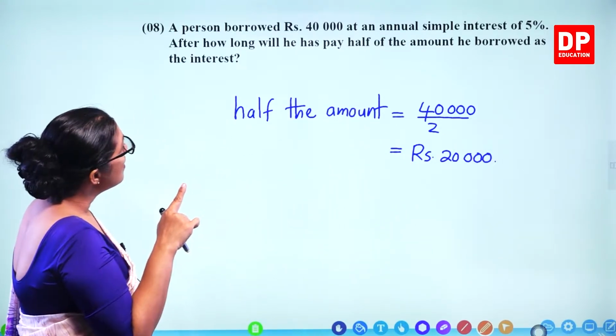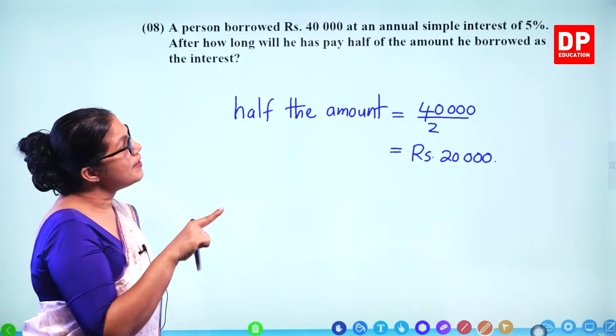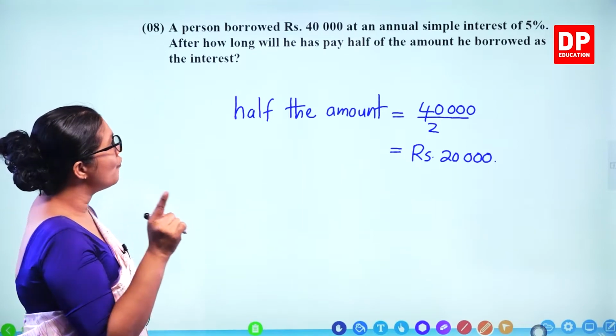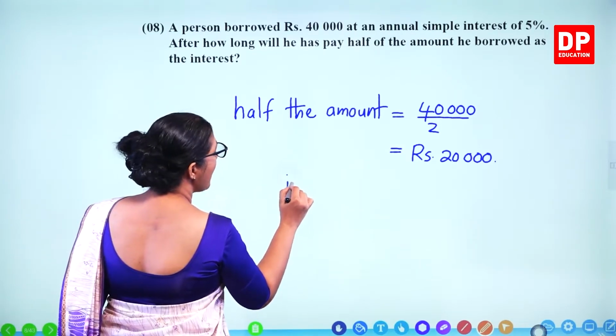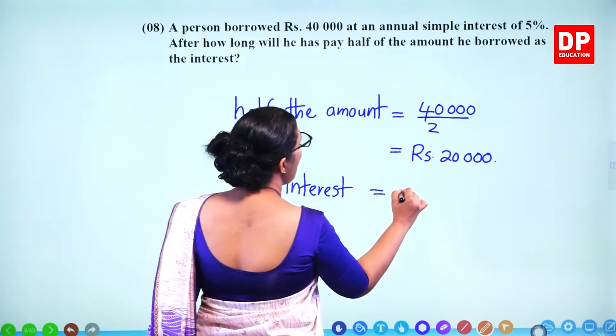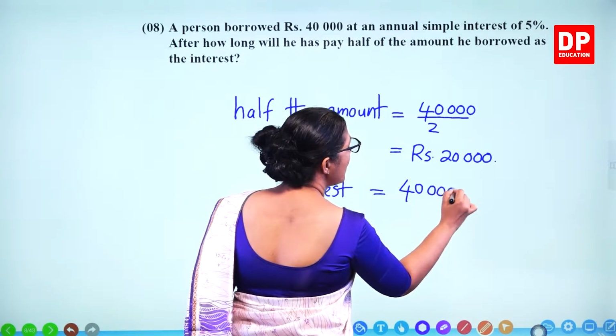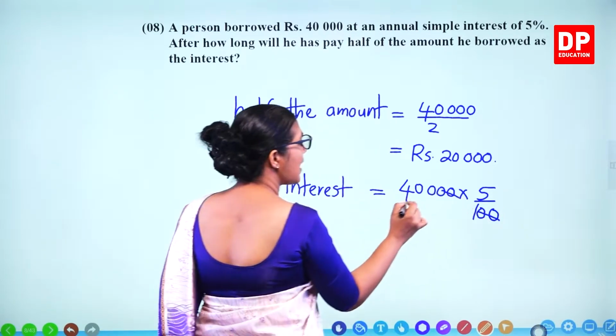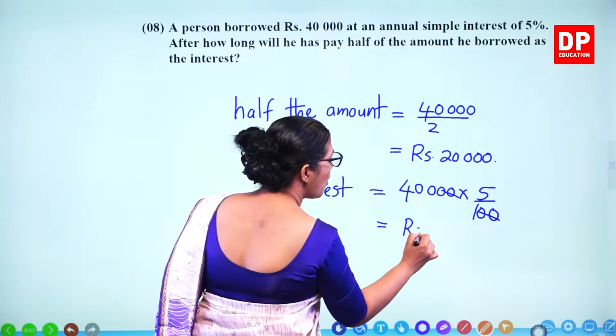with annual simple interest 5% value. So what's the interest value? Interest is 5% of 40,000 rupees. 2 zeros get cancelled out. So that's 2,000 rupees.